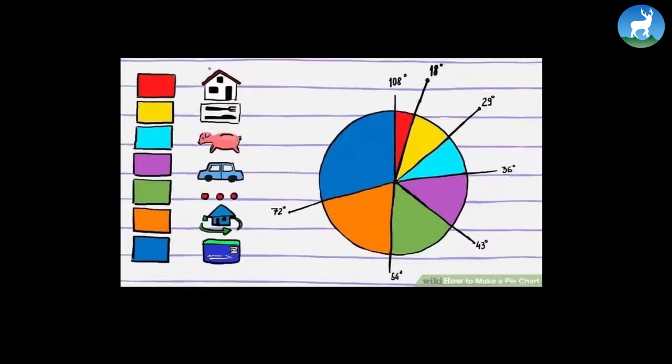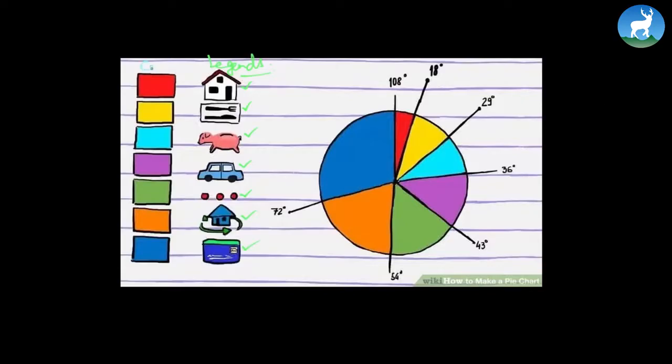So these are the legends. So you used various legends. This is for home, this is for restaurant meal, this is for saving, there's a little piggy bank. This is a car, this is miscellaneous, this is transportation. Finally, this is what we call the credit card.